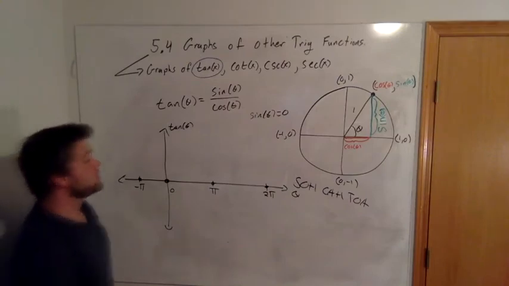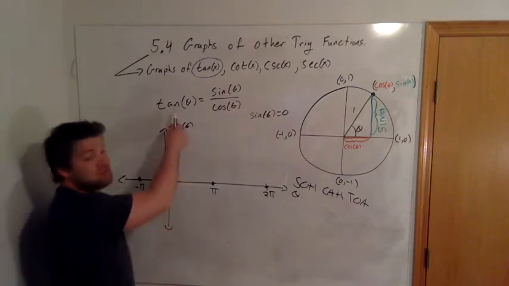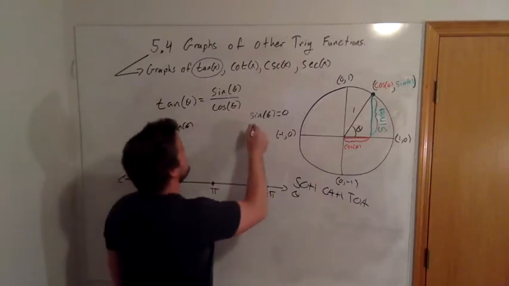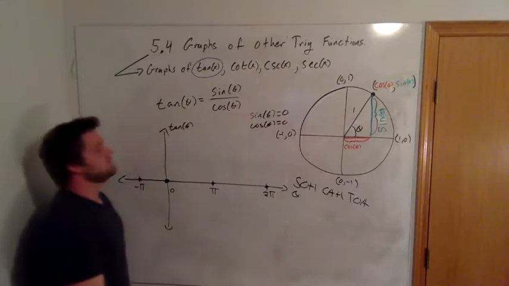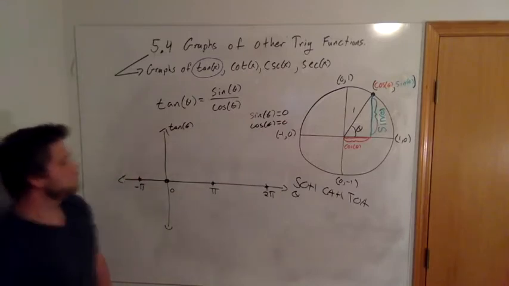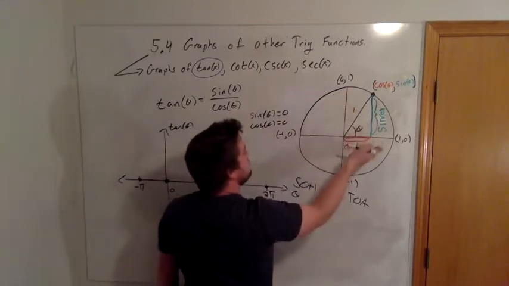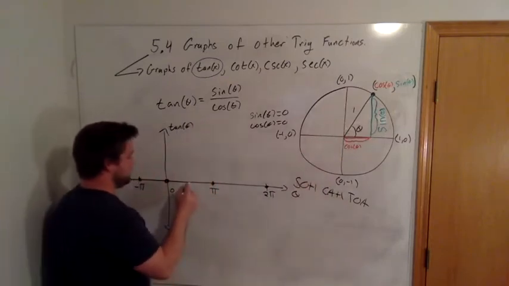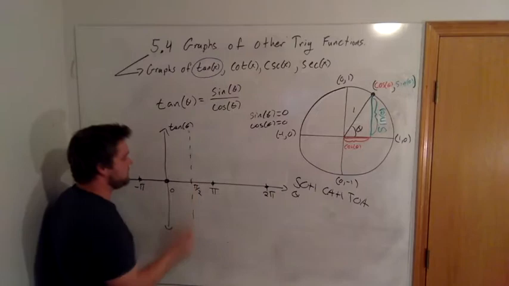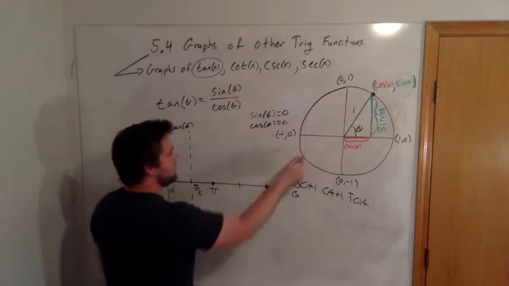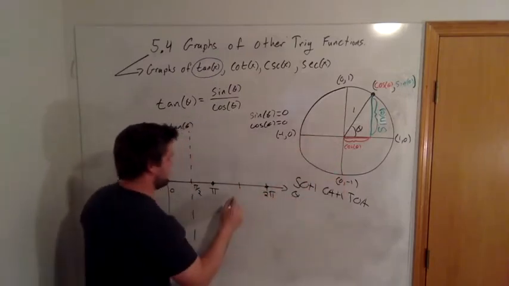Now where am I going to get vertical asymptotes? I'm going to get a vertical asymptote at locations where tangent is undefined. That's when cosine of theta is equal to 0. I want to know when I'm dividing by 0. Well, it looks like cosine is 0 when my angle is pi over 2. So here's pi over 2. Tangent is undefined here. I'll have an asymptote. Here, I'll also have one where? At 3 pi over 2.